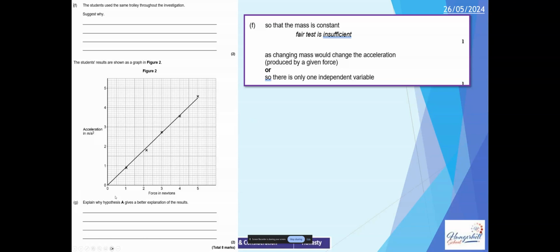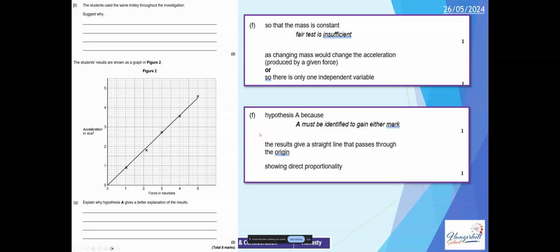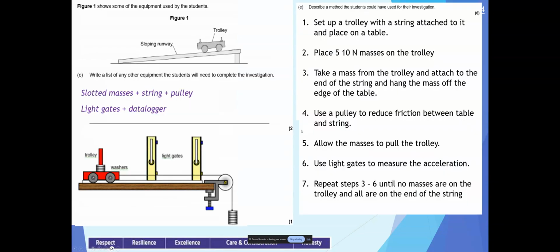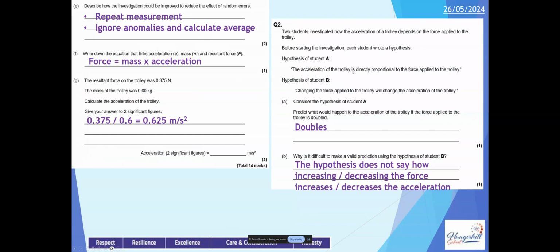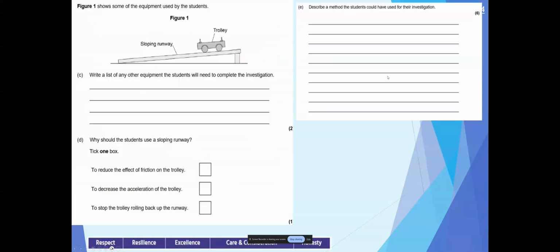The students' results are shown as a graph in figure 2. Explain why hypothesis A gives a better explanation of the results. You can say hypothesis A is correct because the results give a straight line that passes through the origin, 0, 0. As we know, a straight line passing through 0, 0 is directly proportional, and that's what hypothesis A was. It showed that the acceleration of the trolley is directly proportional to the force.